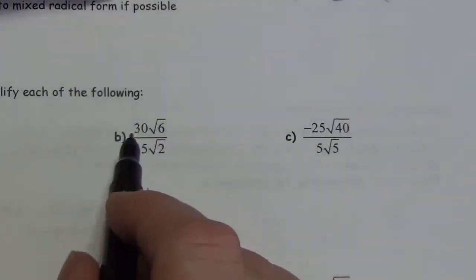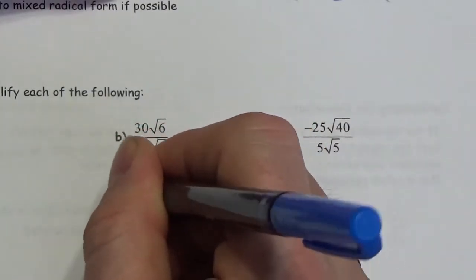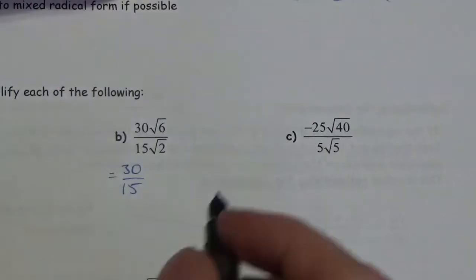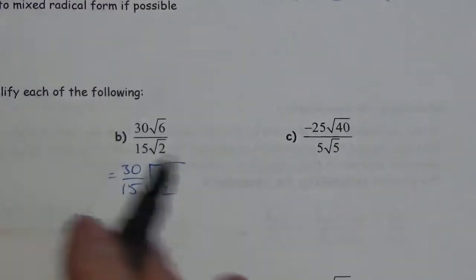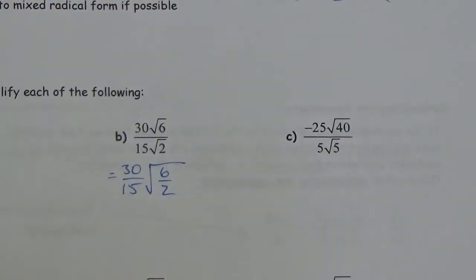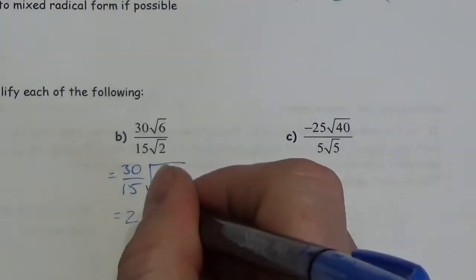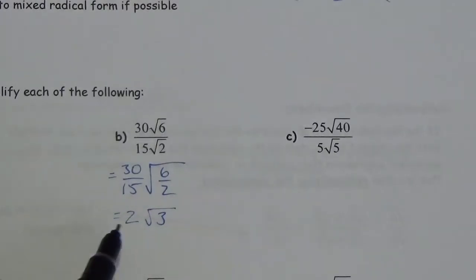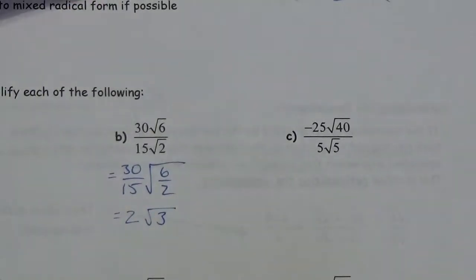Good, so I can move on. Take a look at this one: 30 root 6 divided by 15 root 2. I can split that up into two expressions, 30 divided by 15, and then the square root of 6 divided by 2, and I treat them separately. 30 divided by 15 is easy, that's equal to 2. And 6 divided by 2 is 3. So I'm left with 2 multiplied by the square root of 3. I can't go any further than that without using the calculator, so I'm done. It's easy because 3 is a prime number, so I can't break that down into anything smaller.